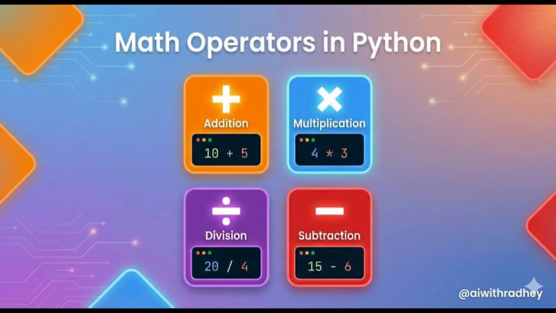In Python, numbers are used for all kinds of calculations, and math operators make those calculations simple. Addition lets us combine values, multiplication repeats a value, and division breaks it into equal parts. Subtraction works just like regular math, taking one value away from another. For example, 10 + 5 gives us 15, 4 * 3 results in 12, and 20 / 4 gives us 5. These basic operators are the foundation for all kinds of mathematical logic inside your programs.